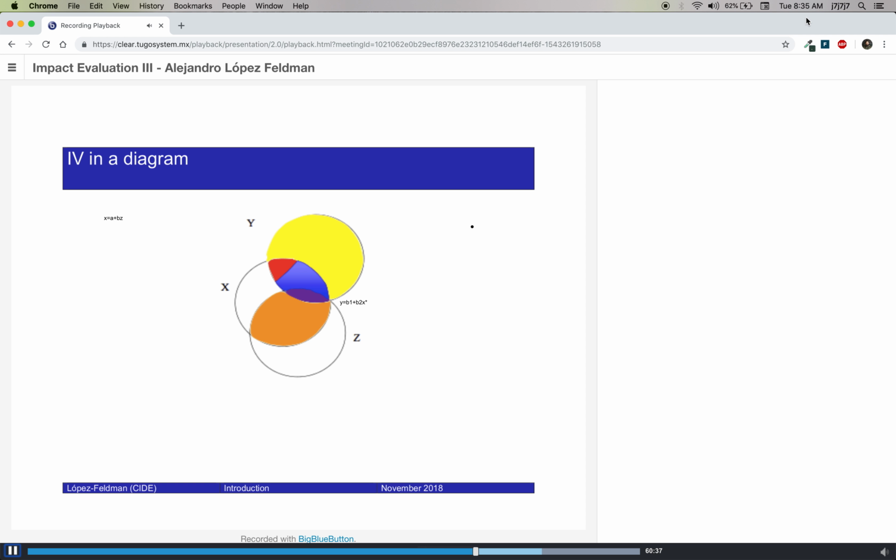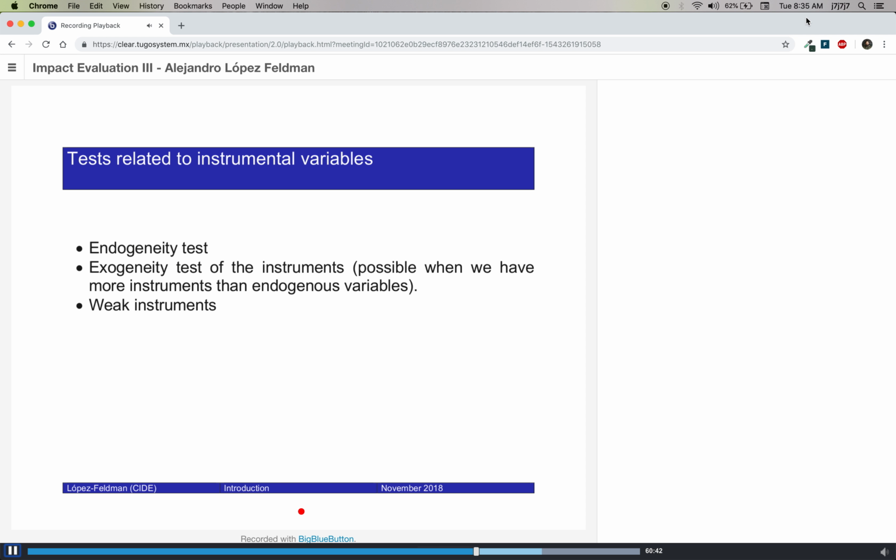Of course, there are some technical tests that we need to conduct. We need to conduct an endogeneity test, if there was an omitted variable. We also need to have an exogeneity test of the instruments, and this is possible when we have more instruments than endogenous variables. So I can try to conduct an exogeneity test. And the last one has to do with weak instruments. So I am going to leave this so that you can check, for instance, if you have to conduct these tests when you are conducting an impact evaluation.